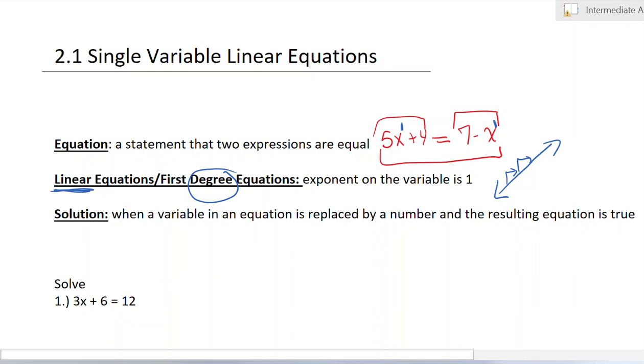The solution is when a variable in the equation is replaced by a number, resulting in the equation being true. So that's what we're trying to do. We're going to be solving something to find what that variable value is, and that should be able to be plugged back in, tested to make it true.